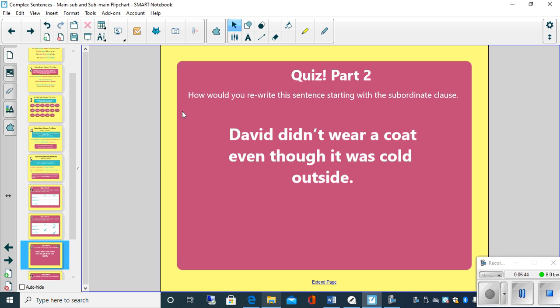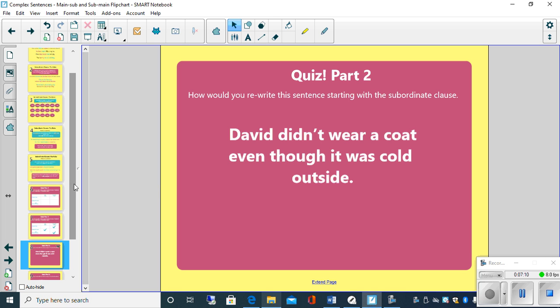Right, let's have a look then. David didn't wear a coat is our main clause. It makes sense on its own. Even though it was cold outside is our subordinating clause. Doesn't make sense on its own. And we have the subordinating conjunction, even though. So just have a think to yourself, how can you rewrite that? So we now start with the subordinating clause and finish with the main clause.